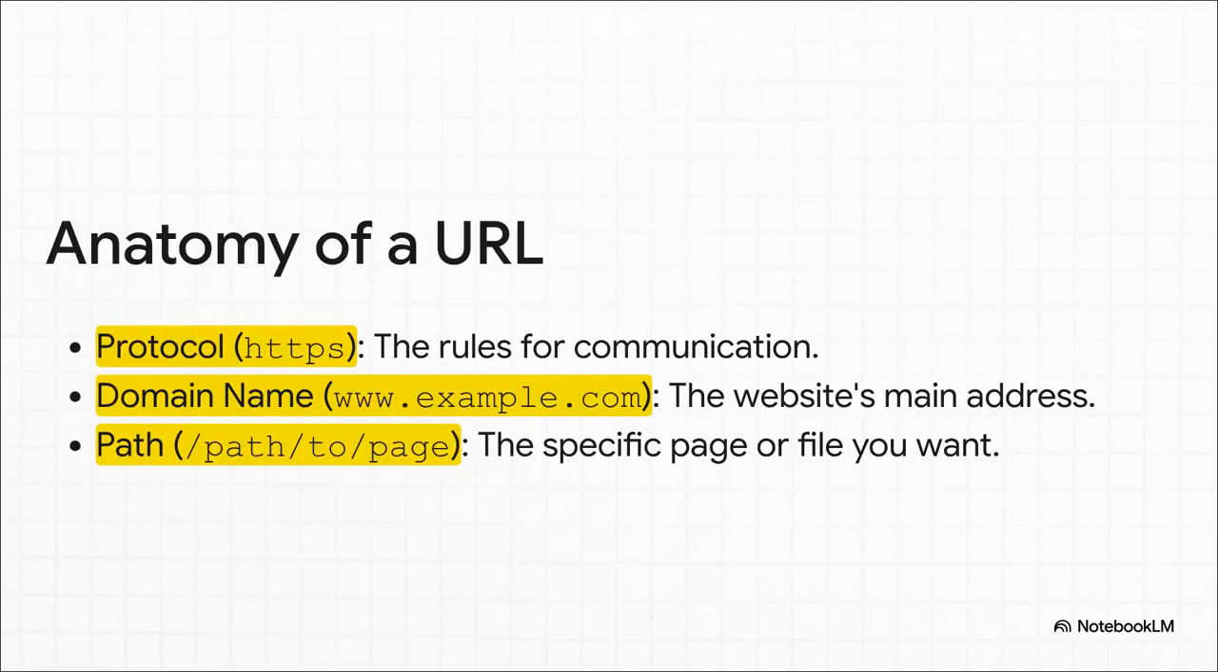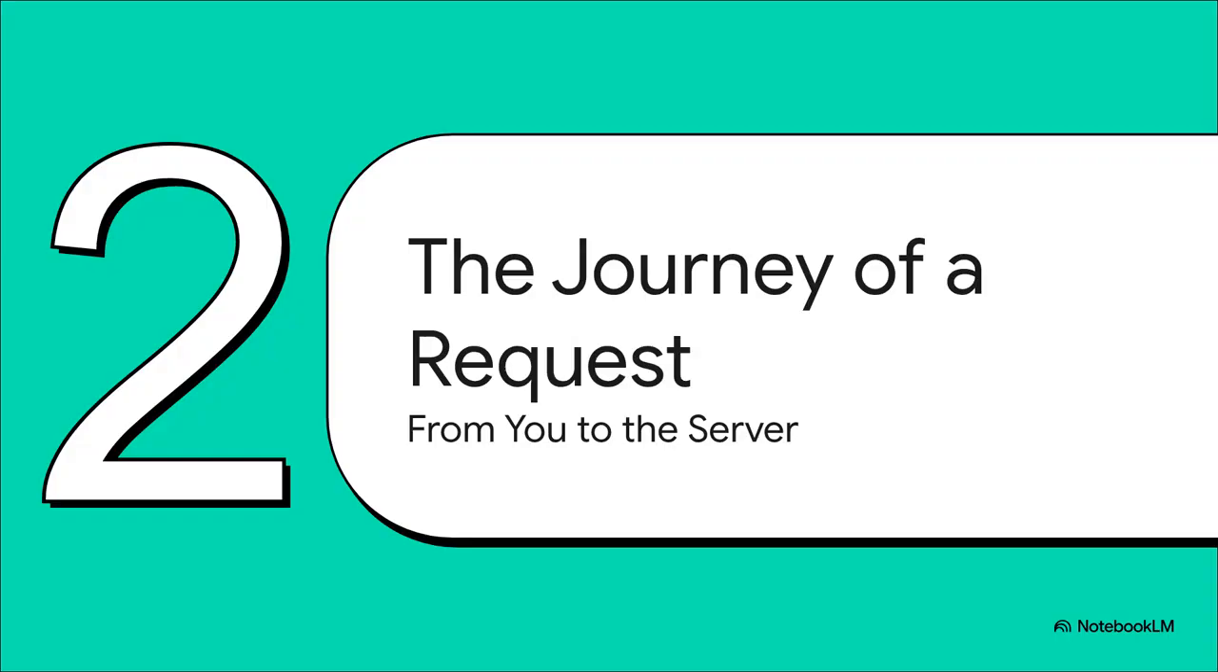And you can see here, that address has different parts. The HTTPS at the start, that's the protocol, the language rules we're going to use. The domain name, example.com, that's like the website's main street address. And that path at the end, that's like the specific apartment number. It tells the server exactly which file you want to see. So, our address is all sorted out.